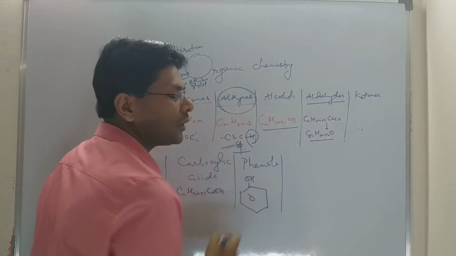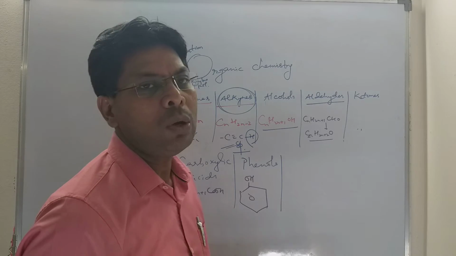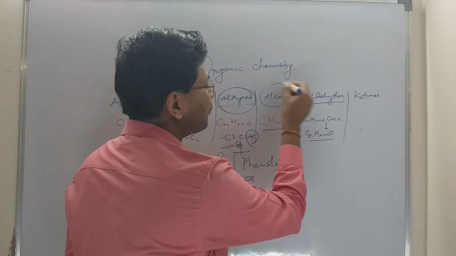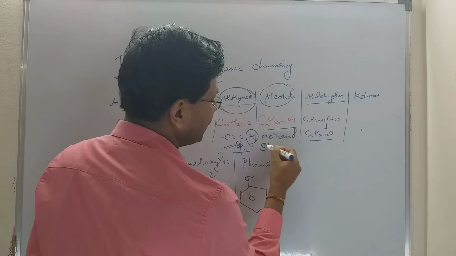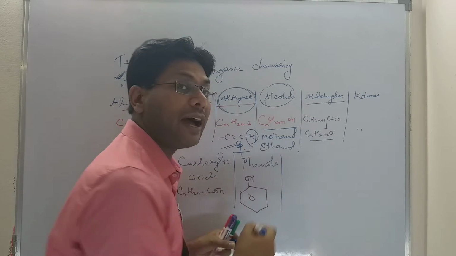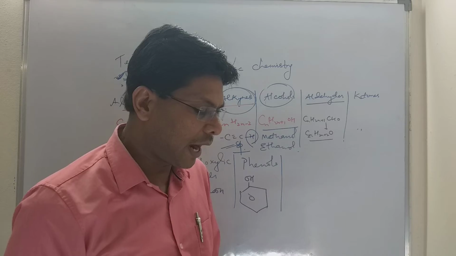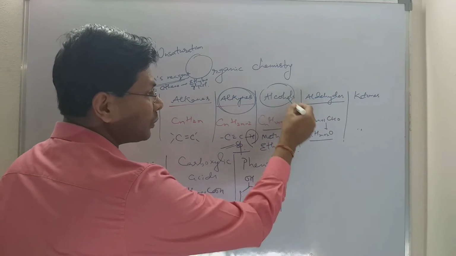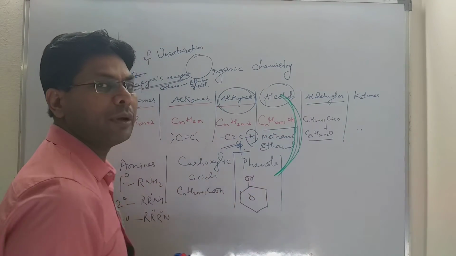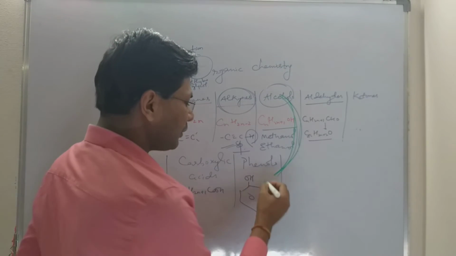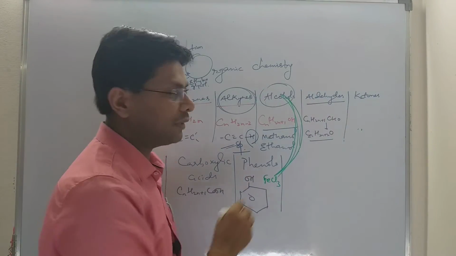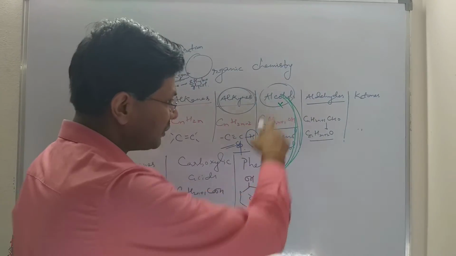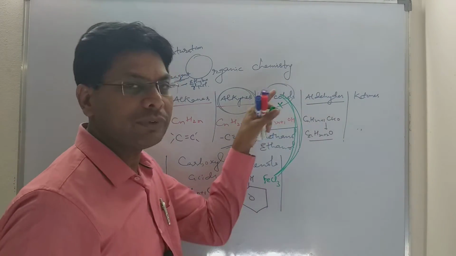Alcohols: the general formula of alcohol is CnH2n+2O. The first member is methanol, the second member is ethanol. They can be distinguished by the iodoform test. They can ask you one question: how are alcohols distinguished from phenols? Phenol reacts with FeCl3 to give a violet blue color complex. Alcohol fails to give this test. This way ethanol can be distinguished from phenol.